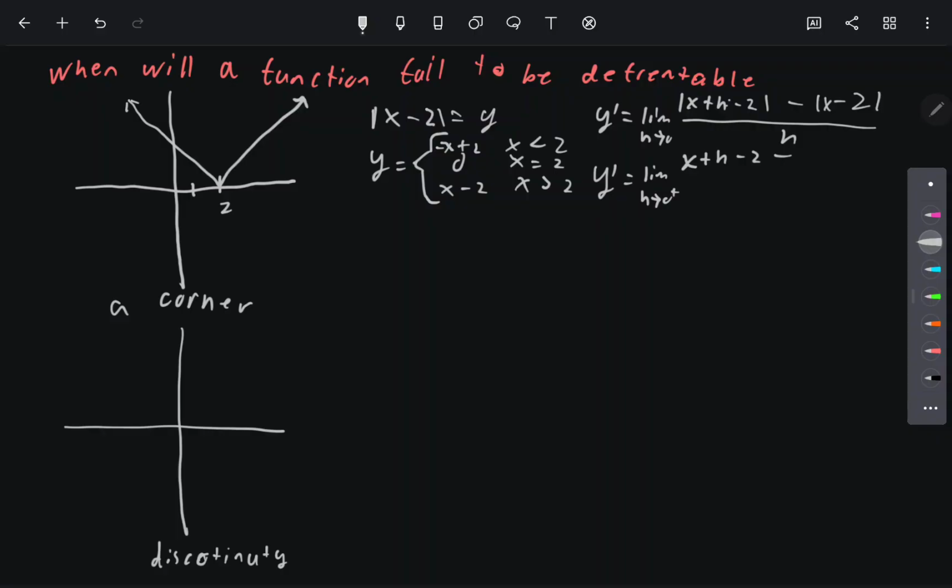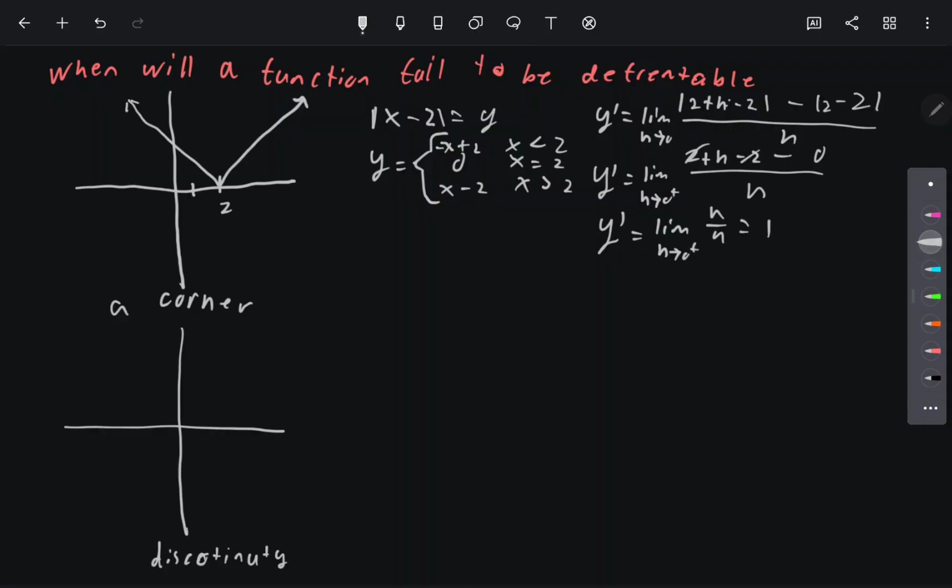I think this example is just a small bit easier to do with a point, so I'm going to call this 2. We have this point here, and f of 2, evaluated at 2, is going to be 0. And that means that this is also a 2, all over h. Well, this 2 and this 2 are going to cancel. So y prime is equal to the limit as h approaches 0 from the right of h over h. That's just equal to 1. Okay, no problem.